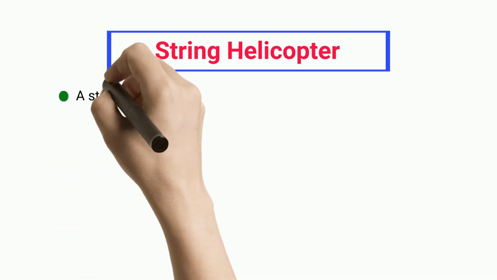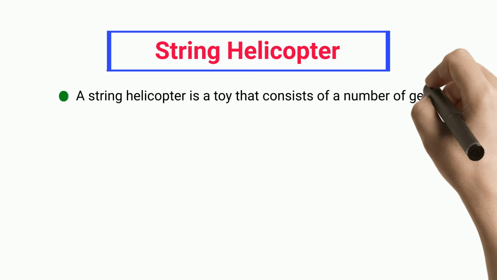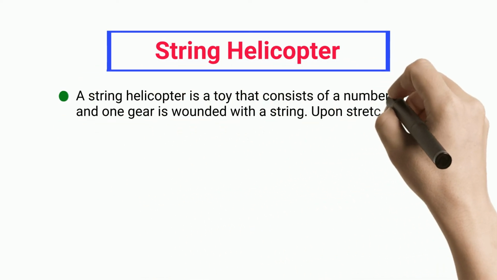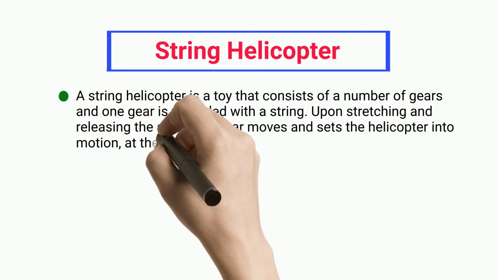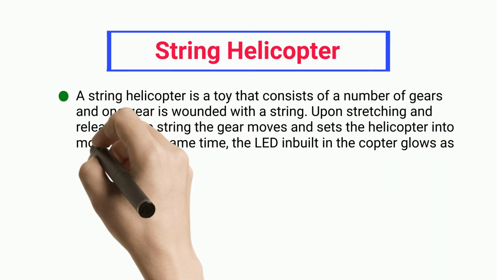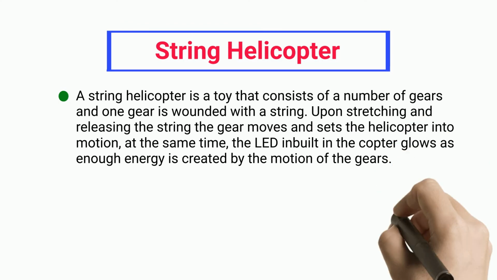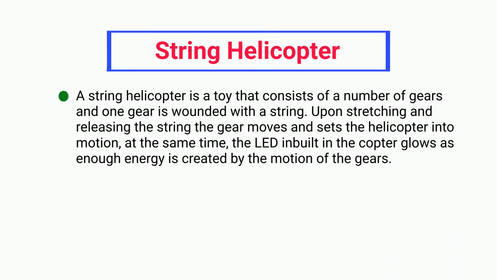String helicopter. A string helicopter is a toy that consists of a number of gears and one gear is wound with a string. Upon stretching and releasing the string, the gear moves and sets the helicopter into motion. At the same time, the LED inbuilt in the copter glows as enough energy is created by the motion of the gears.